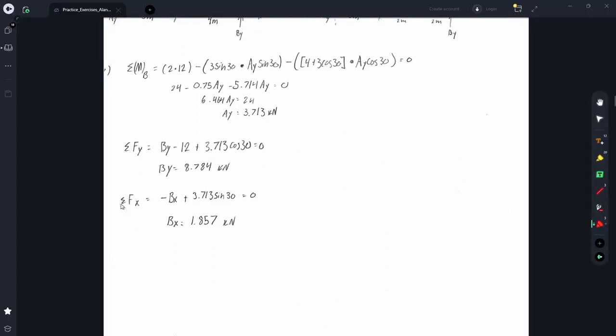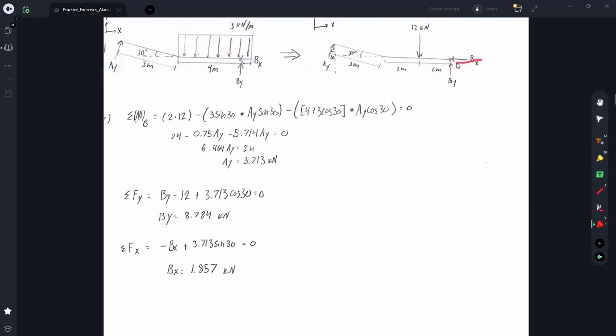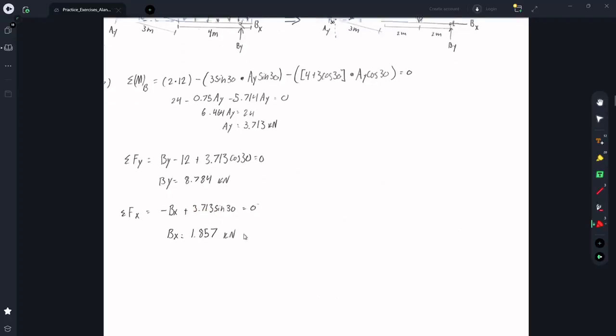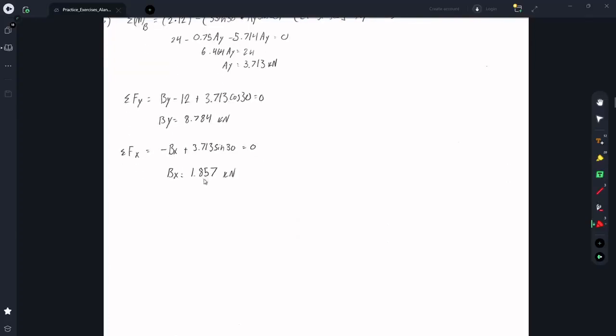The last thing you have to do is sum the forces in the x direction, which is this support I said was in the negative direction, so negative Bx, and then this component of AY that acts in the positive x direction. Because we already know AY, 3.713 sine 30, we can use that to solve for Bx, which was 1.857 kilonewtons.